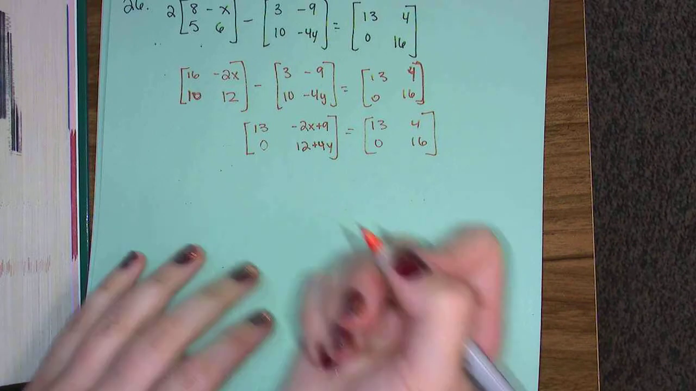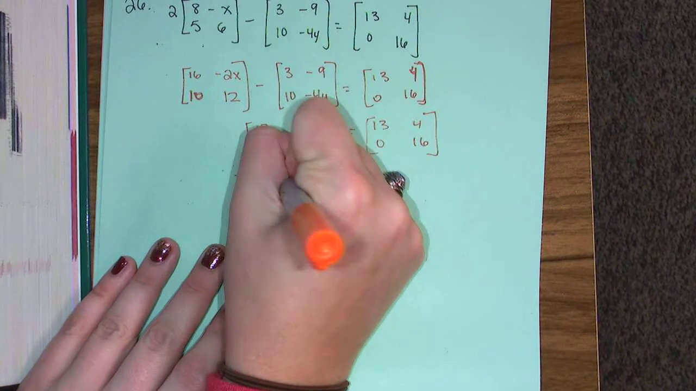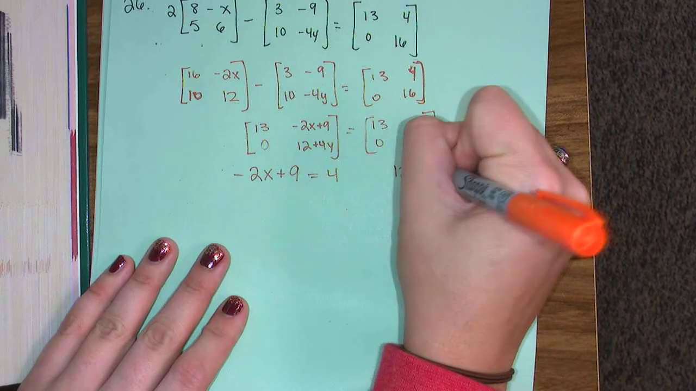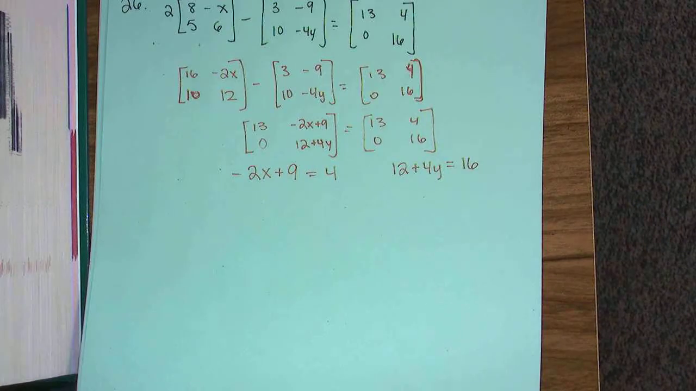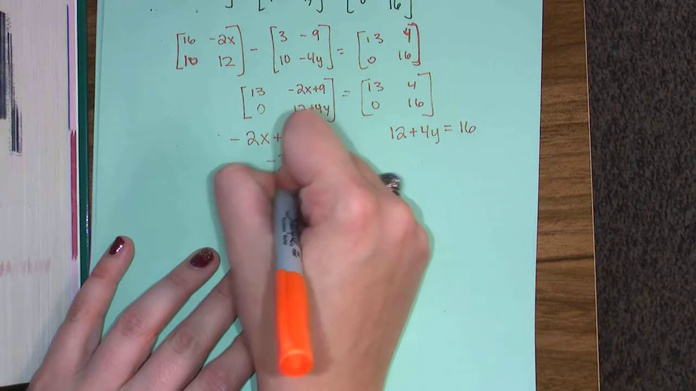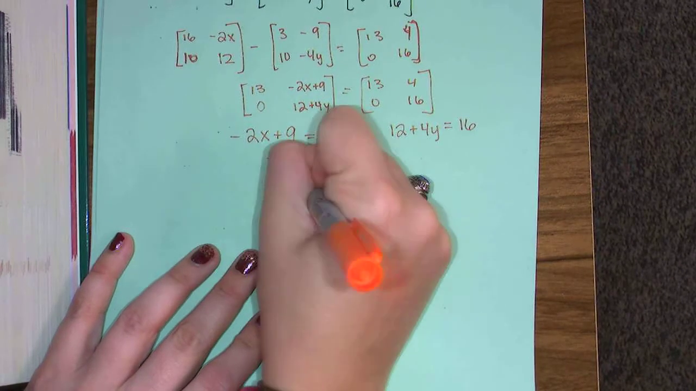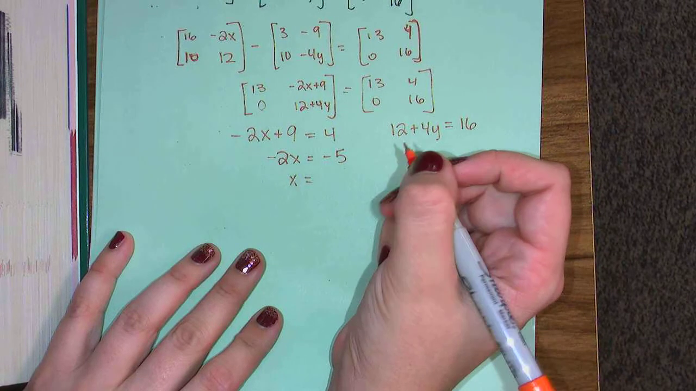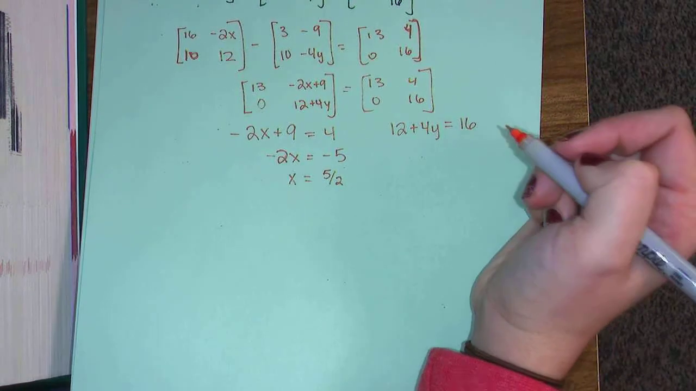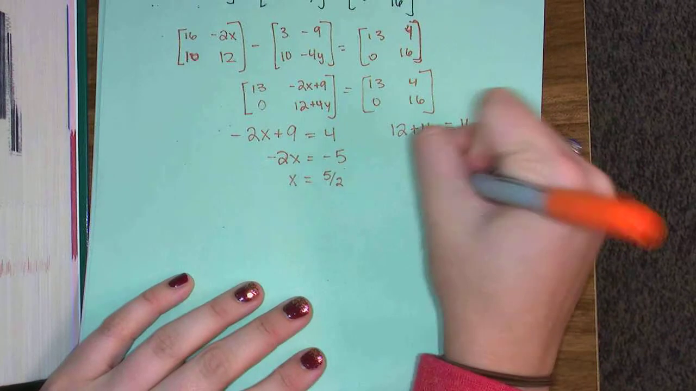So what do I have? Nope, tell me how to set it up. Negative 2x plus 9 is equal to 4. And y set up? 12 plus 4y is equal to 16. Alright, solve for x. How do I do that? So negative 2x is equal to negative 5. And then what? 5 over 2. And then for y, 4y is equal to 4. Y is equal to 1.